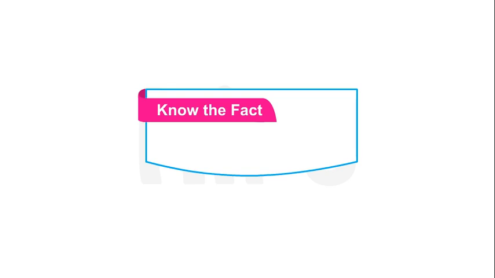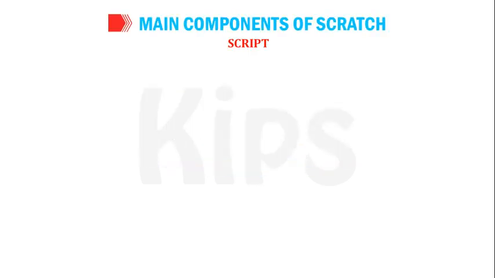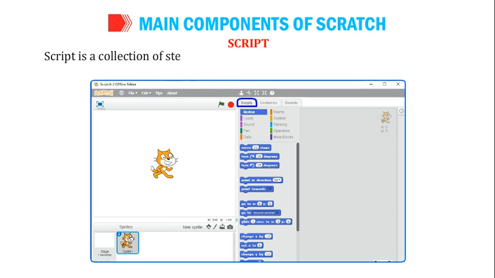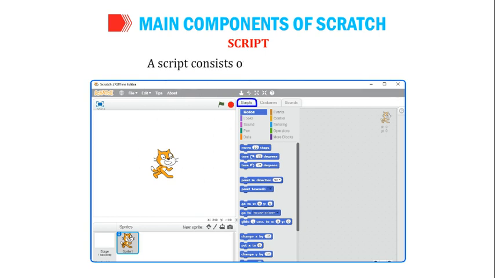Let's know an interesting fact. The official website of Scratch is www.scratch.mit.edu. Script. Script is a collection of stepwise instructions that are given to a sprite to do a specific task. A script consists of at least two blocks.